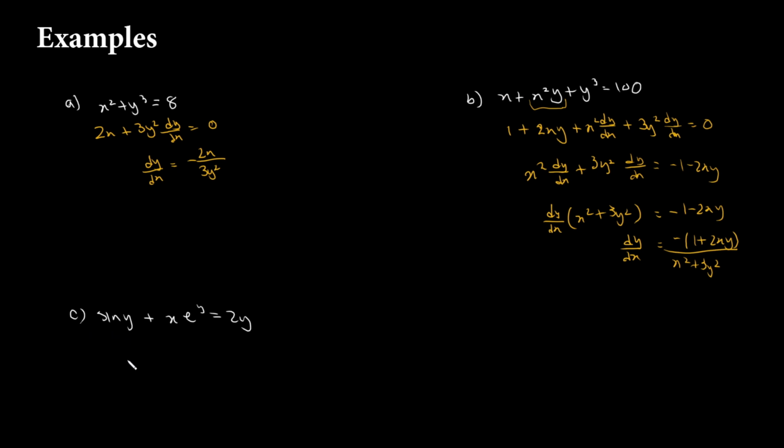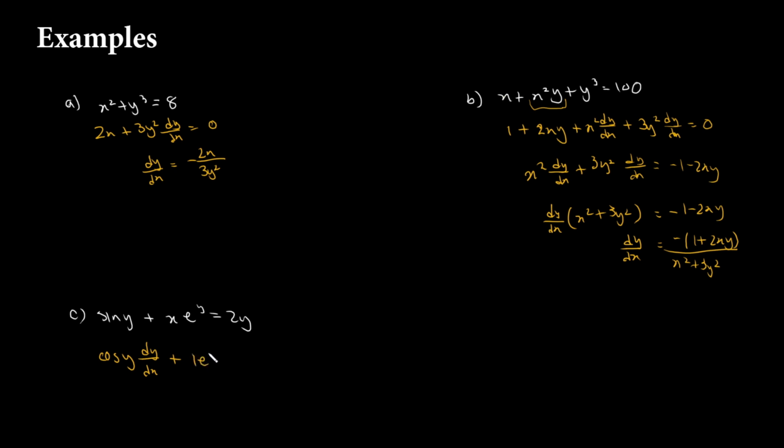First term, sine y. We know how to derive sine. It becomes cosine y, right? But what did we just do? We derived y. So we need to multiply it by dy/dx. The second term, it seems like we need to use the product rule. So we'll do that. We'll derive the first one, x. We just derived x, so it's fine.